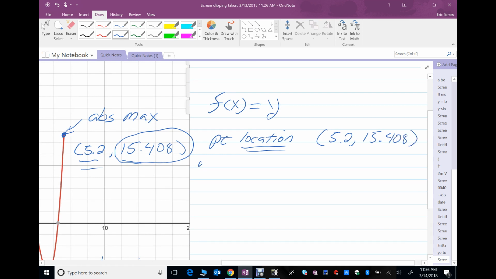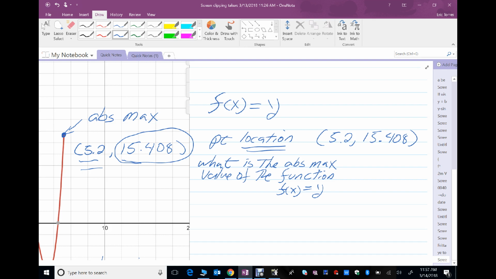If I ask you, what is the absolute max value of the function? Well, since you know the function is y, then the absolute maximum value of the function is the y value that is the largest. Then that answer must be 15.408.